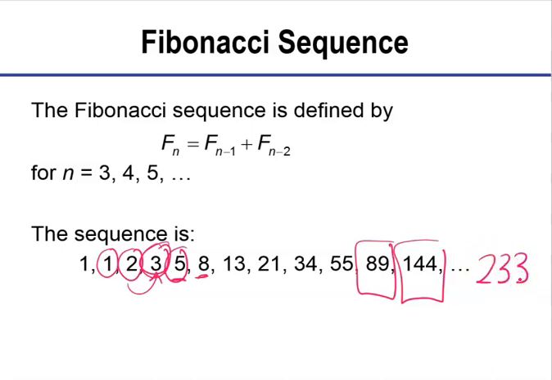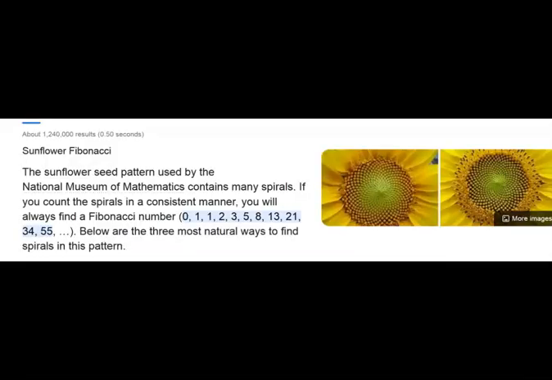It's pretty cool. You just add the previous numbers. Fibonacci sequences are in nature quite a bit. From what I understand, the center of a sunflower, if you've ever looked at those big old centers that spiral out, that's a Fibonacci sequence. So check this out. I just pulled it up for you. Sunflower, Fibonacci, how are they related? Notice it says the sunflower seed pattern used by the National Museum of Mathematics contains many spirals. If you count the spirals in a consistent manner, you will always find a Fibonacci number.